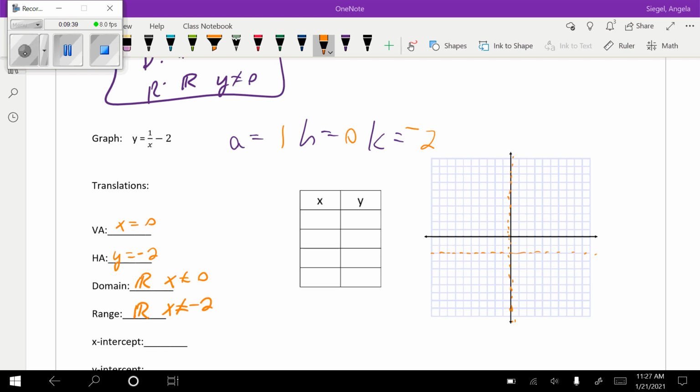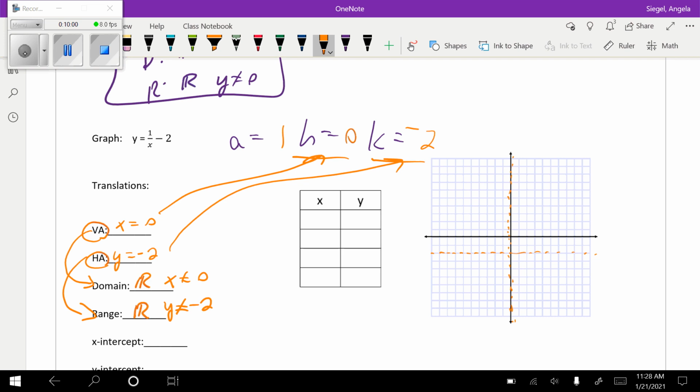Okay, so I'm going to take that h and k and apply them to my vertical and horizontal asymptotes. Notice it's just x equals whatever h is and y equals whatever k is. And so I'm going to go from there straight to my domain for my vertical asymptote and my range for my horizontal asymptote. Because again, notice, keep it consistent. Keep the x's together, keep the y's together. So I'm easily able to answer those 4 pieces right there.